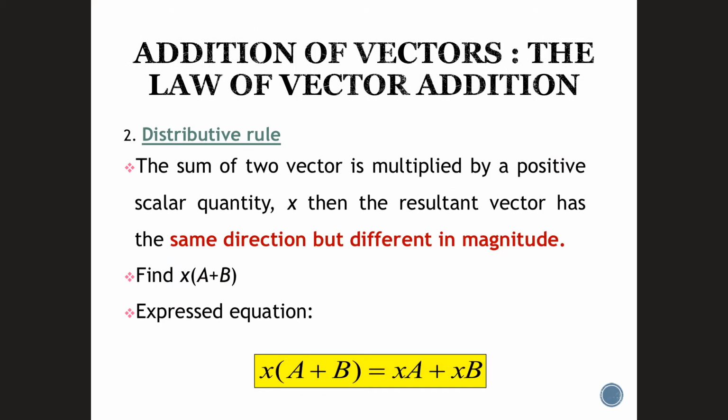Okay, so this is the distributive rule, just to emphasize to you. When the sum of two vectors is multiplied by a positive scalar quantity, the resultant vector has the same direction but a different magnitude. So it means that you just expand the calculations there. Okay, this one is pretty easy.